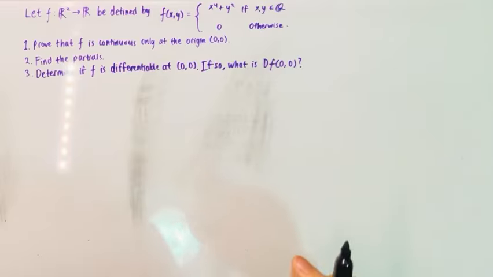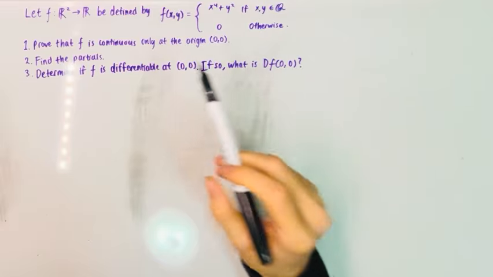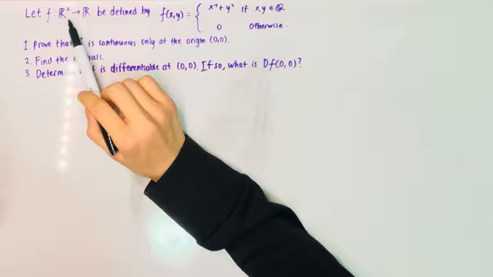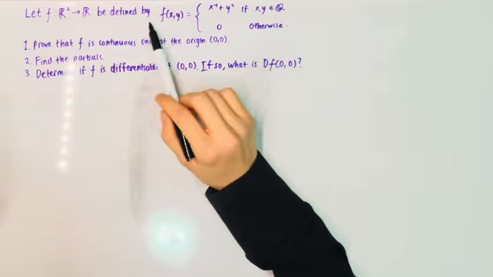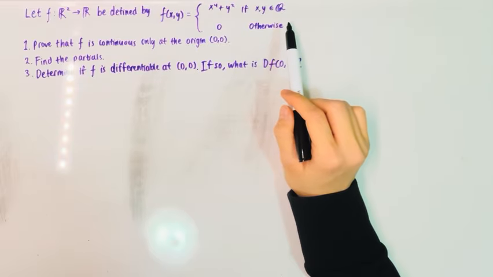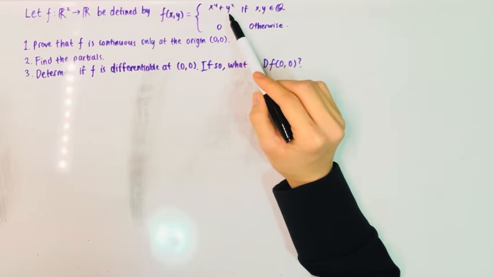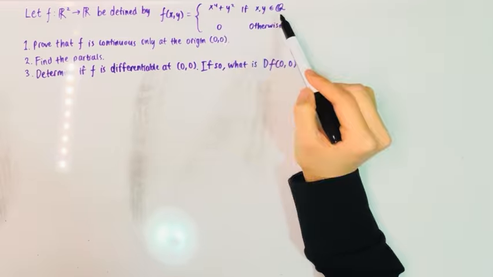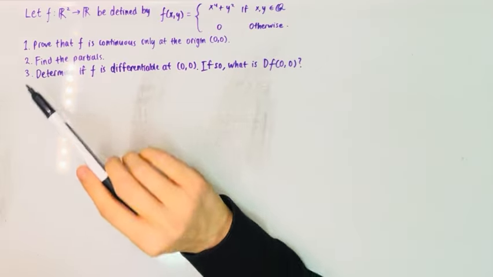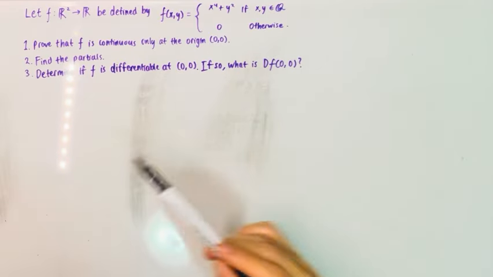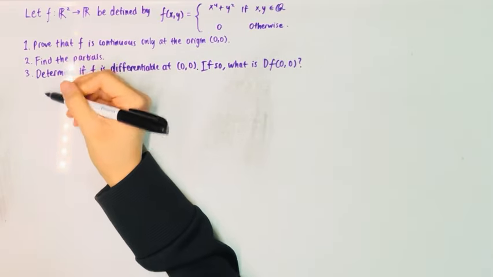All right, so today we're going to look at derivatives in multiple dimensions. Let f: R² → R be defined by this piecewise function, where f(x, y) equals x⁴ + y² if they're both rational and 0 otherwise. Let's first prove that f is continuous only at (0, 0).